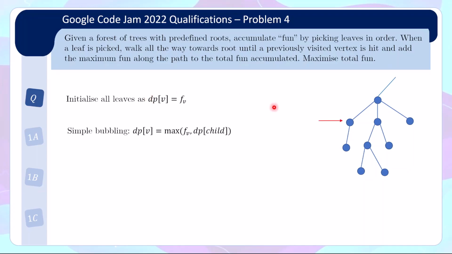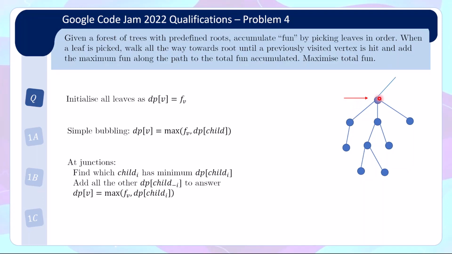So, if the node is basically along the path, then you just bubble upwards the maximum fun so far along the path by taking the max of its own fun value and the DP of the child immediately below it. So far the DP stores the maximum fun along the path that is being traveled by that chosen leaf. Okay, now the crucial part comes at the junction. So let's say you have multiple children. What do you do? There's a DP value here, here, and here, right?